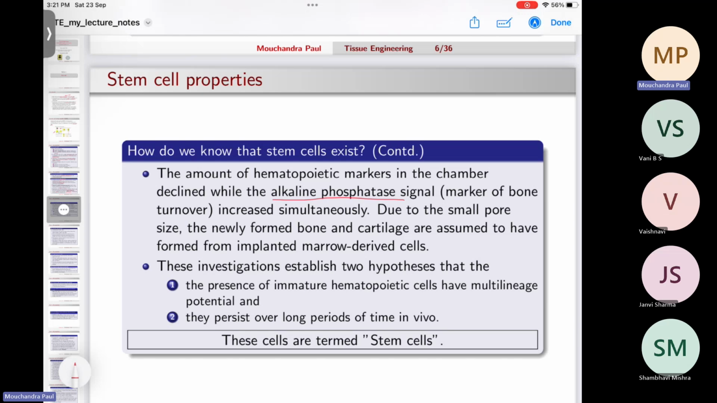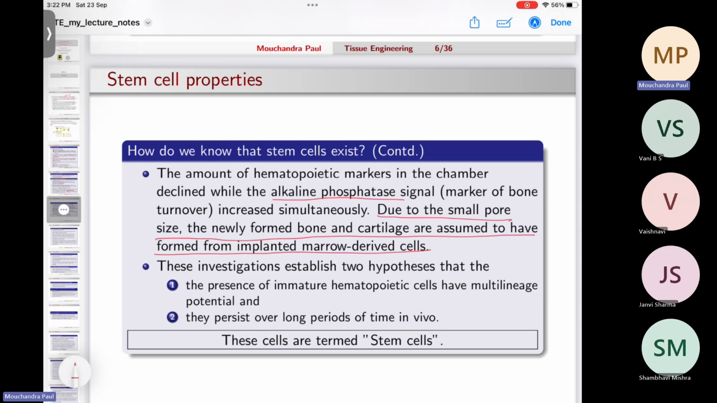So from this experiment, they concluded that due to the small pore size, the newly formed bone and cartilage had formed only because of the implanted bone marrow stem cells. So in this way, they showed that these cells have multipotency, meaning they can differentiate along multiple lineages. Okay, so these are a few experiments that prove the existence of stem cells.